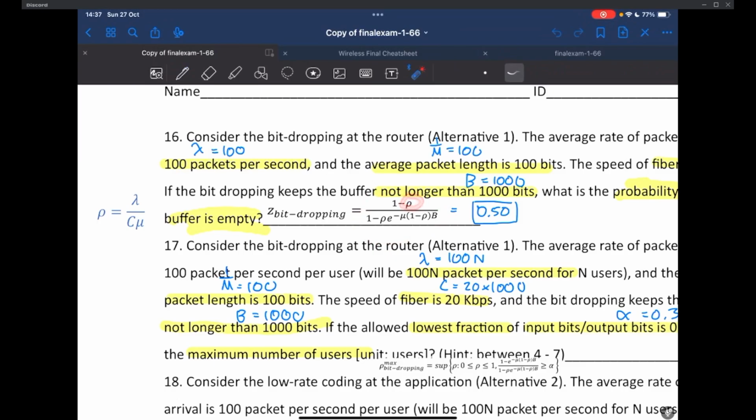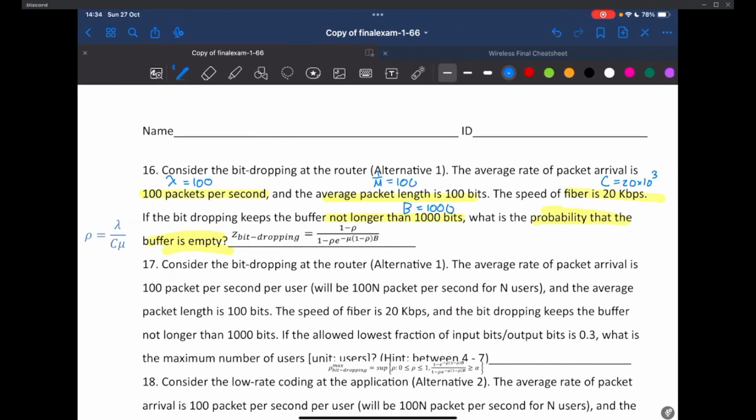Rho is P right here. So in order to find rho, I have the formula here. I just have to put lambda divided by C times mu, which would give us 0.5, and then we can plug this 0.5 into the formula to get the 0.5 here again. So now we plug all of these into that formula, we will get 0.2.